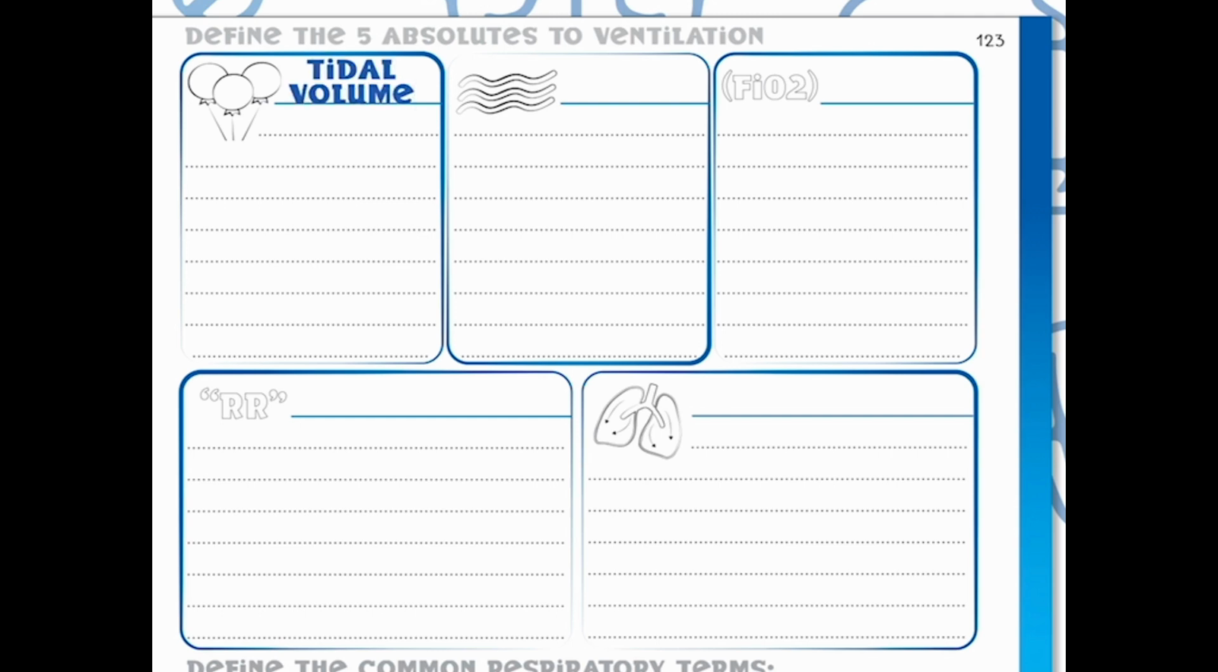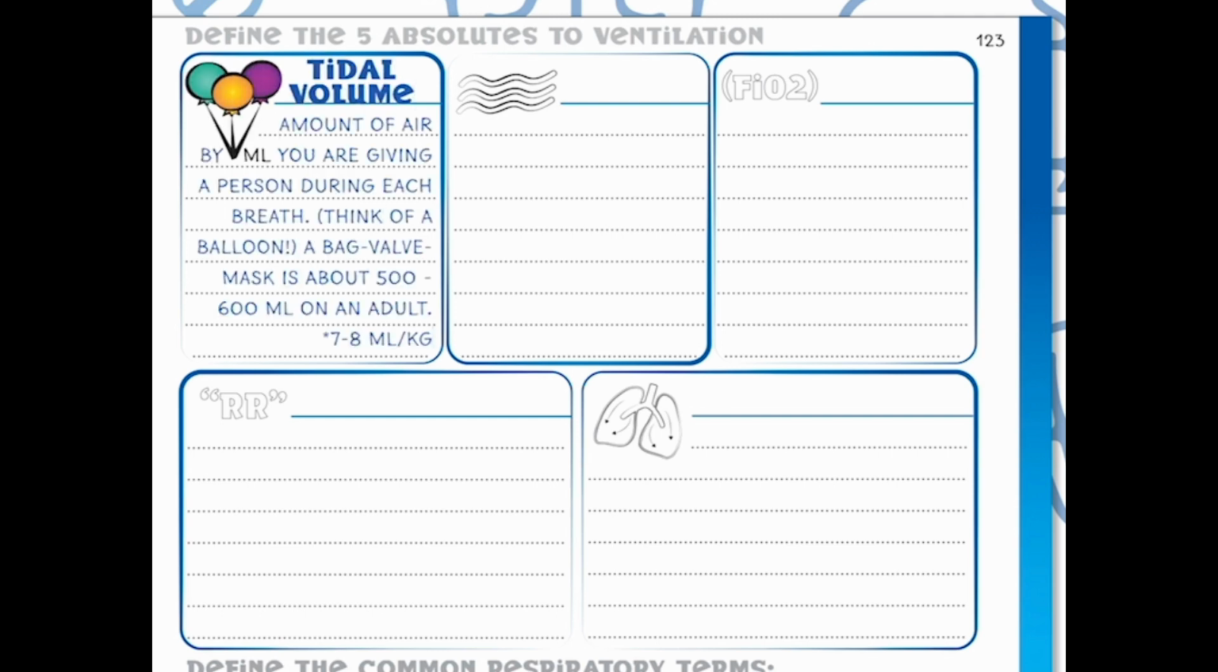And our first one is our tidal volume. So we want to think of this like a balloon. This is the amount of air by milliliters that you're giving a person during each breath. So think of this balloon, and that bag valve mask is like a balloon that we're going to be squeezing into our patients. So this is about 500 to 600 milliliters on an adult, or 7 to 8 milliliters per kilo that we aim to give. So tidal volume is that lovely balloon that we squeeze into them. So how many milliliters are inside this balloon that we're going to be pushing in?